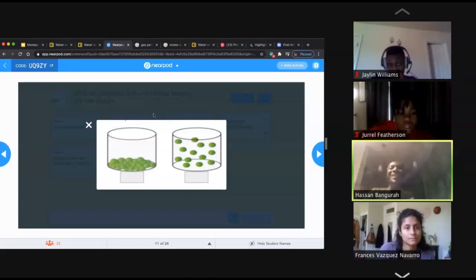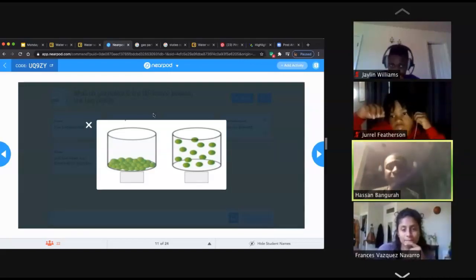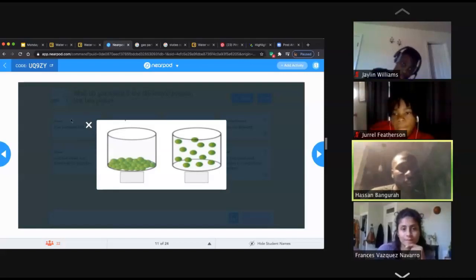Shout out, Jalen was already thinking about these as particles. All right. Yes. What do you notice is a difference between the way these two particles look? Nice job, Jalen. Thank you for helping us out with that.